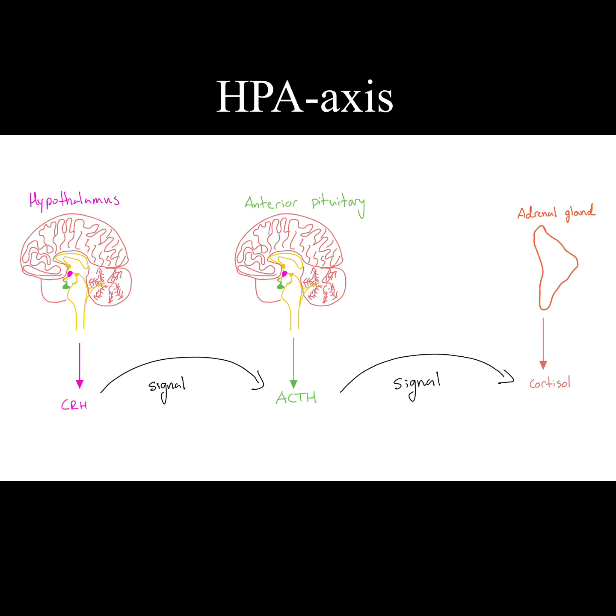For the HPA-axis, you're going to have some sort of stimulation to the hypothalamus. This could be stress, this could be low cortisol, and that's going to cause the hypothalamus to release CRH, or corticotropin-releasing hormone. CRH is then going to travel to the anterior pituitary gland, where it's going to signal for the secretion of ACTH, or adrenocorticotropin hormone. ACTH will then travel through circulation to the adrenal gland, where it will signal for the adrenal cortex to secrete cortisol.